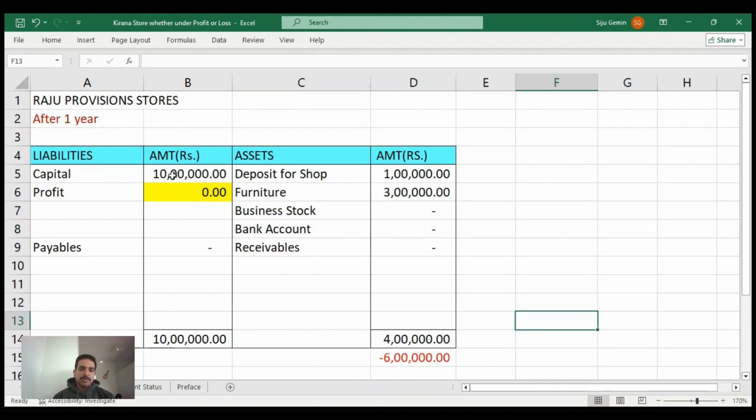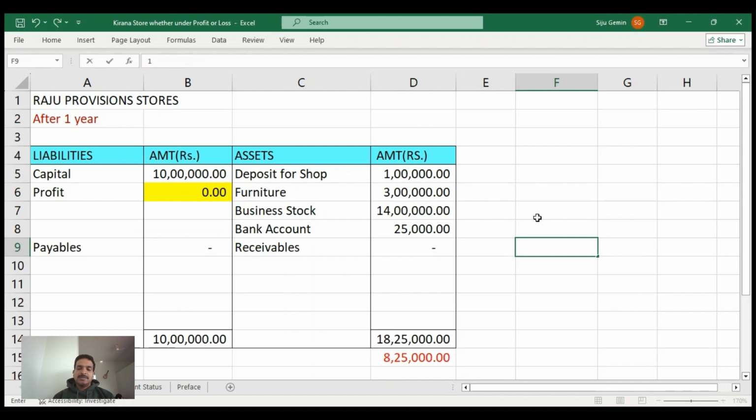As you know, he brought 10 lakh capital. He gave a deposit of 1 lakh rupees to the shop owner. Furniture is invested. Let's see what the stock is today after 1 year. Let's assume he has a stock of 14 lakh rupees. Since his business has multiplied, he has done more transactions, and his stock has increased. Now let's see the bank account. Let's assume he has a bank account balance of 25,000.